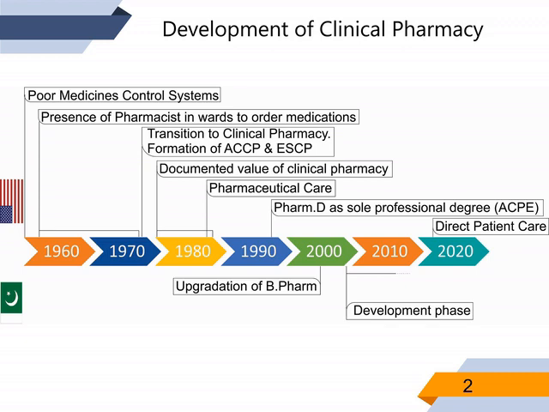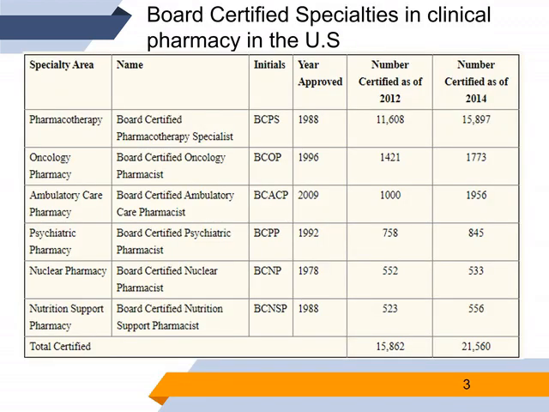For instance, there were nearly 4,000 board-certified specialists in clinical pharmacy in 2003. By 2014, these numbers had increased to almost 22,000. The table in this slide displays the various clinical pharmacy specialties in the U.S., the year the specialty was approved by the Board of Pharmaceutical Specialties, and the number of individuals certified in each specialty in 2012 and 2014.